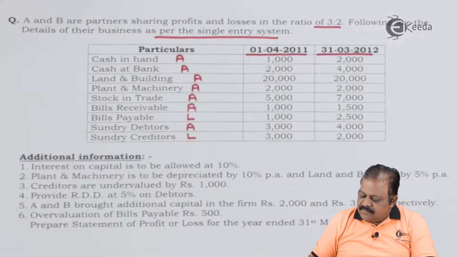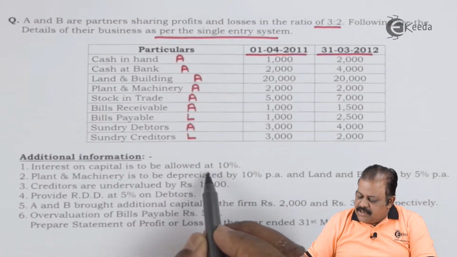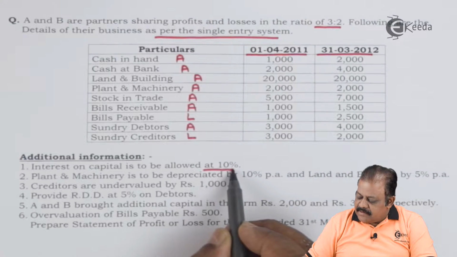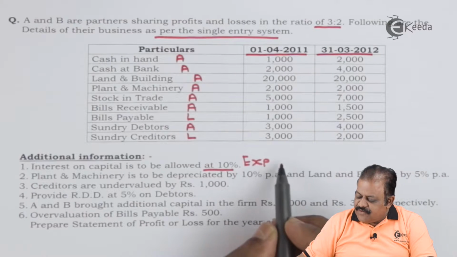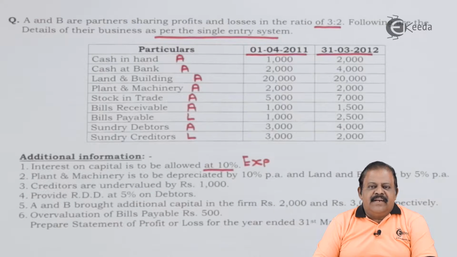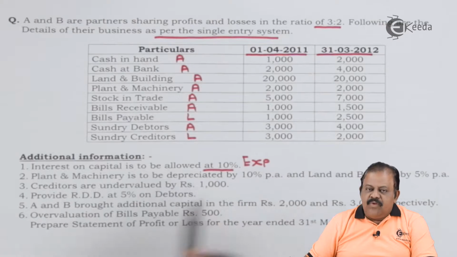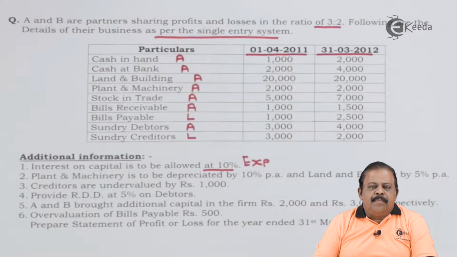Additional information. Interest on capital is to be allowed at 10%. This is expense for partnership firm. This will be deducted as expense. This 10% will be calculated on opening balances of capital for entire year.